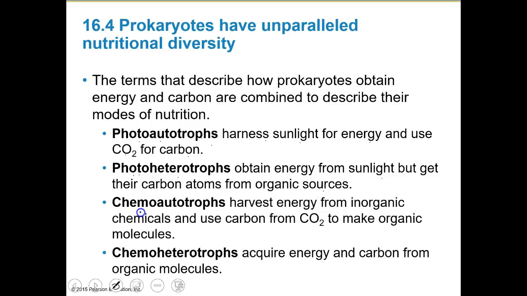They get energy from sunlight but get their carbon atoms from other sources. It gets confusing. Chemoautotrophs harness energy from chemicals and use CO2 to make their sugars, so they self-nourish. Chemoheterotrophs use chemicals and acquire carbon from different nourishments. So a lot of different things.